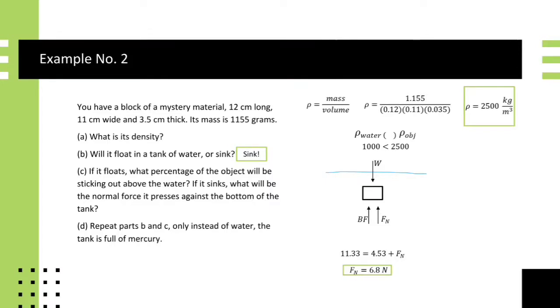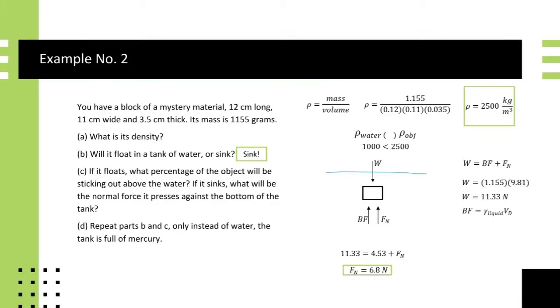So, meaning, kapag gagawin kong formula yan, gagamitan ko ng summation of forces vertical, which will be weight is equal to buoyant force plus the normal force. Yan. So, ang kailangan mo lang gawin dyan is alamin ang weight at alamin ang BF para ma-solve mo yung normal force. So, weight will be equal to mass times the gravity. So, 1.155 times 9.81 is equal to 11.33 Newton.